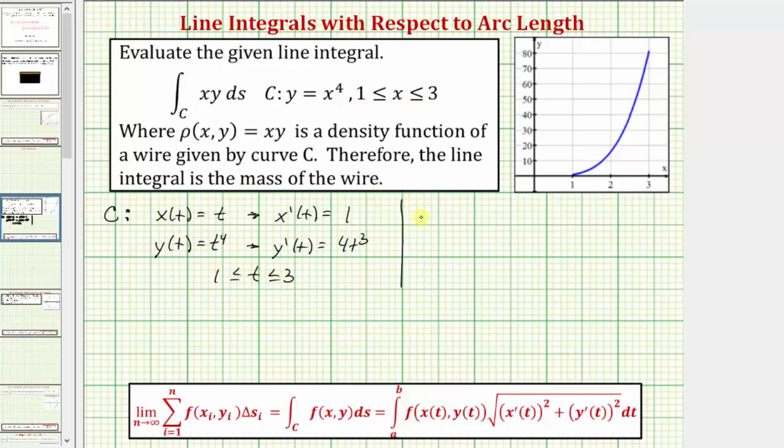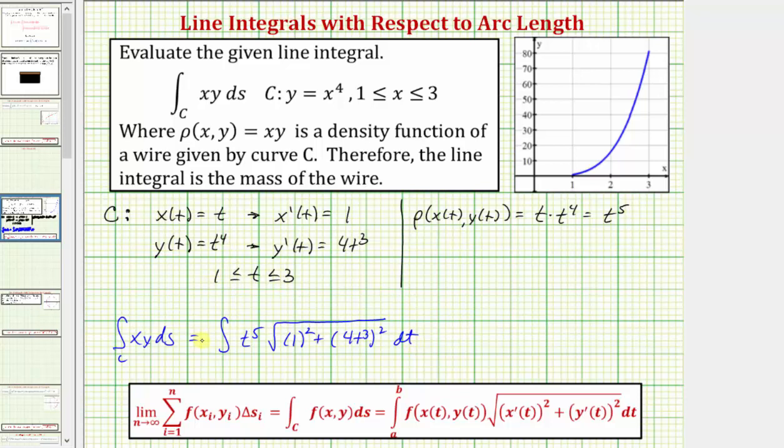Now let's also write the integrand function, which in this case is rho of x comma y, as a function of t using x of t and y of t. So rho of x of t comma y of t would be equal to, well, x is equal to t, and y is equal to t to the fourth, so we'd have t to the fifth. This is all the information we need in order to evaluate the line integral. The given line integral is equal to the integral from 1 to 3 of t to the fifth times the square root of x prime of t squared plus y prime of t squared, which should be 1 squared plus 4t to the third squared, dt. Let's write the square root using a rational exponent. So we'll have the integral from 1 to 3 of t to the fifth times the quantity 1 plus 16t to the sixth raised to the 1/2 power.